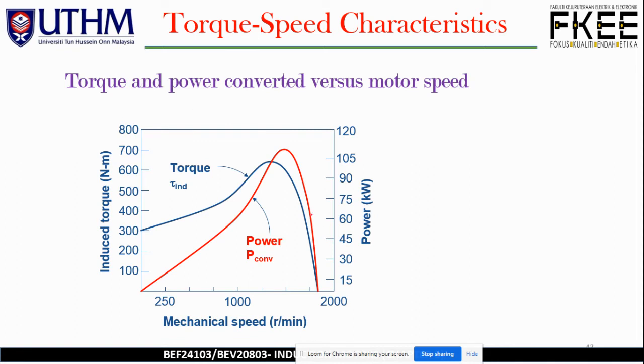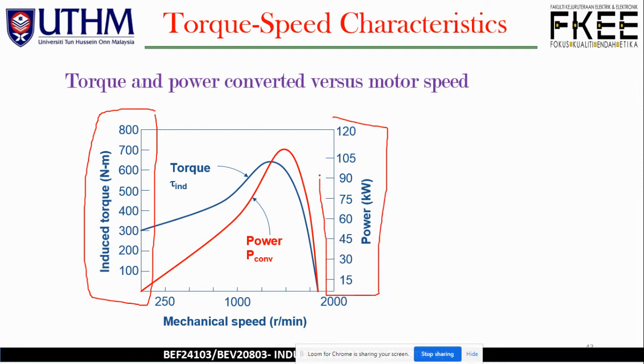So, power and torque converted versus motor speed. We have the induced torque again over here, in Newton meters on the first y-axis, and on the second y-axis we have the power in kilowatts. The blue one is the induced torque, and the red one is the converted power.